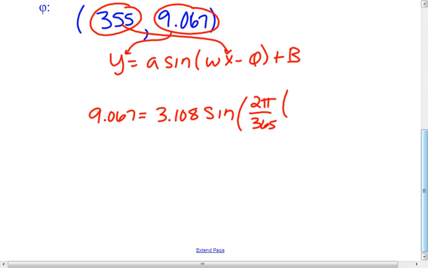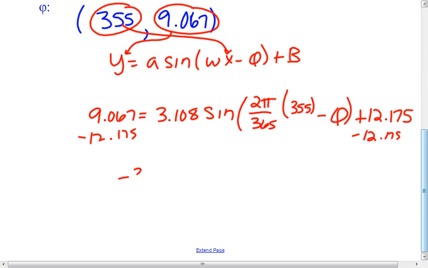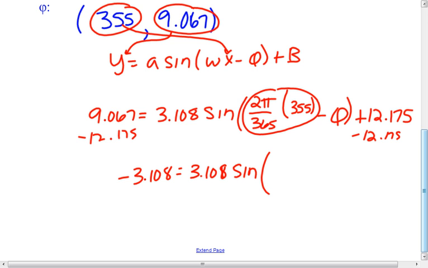My x that I'm going to plug in was 355 minus your phi plus your b, sorry. Okay, then obviously I'll subtract 12.175, and I'll get negative 3.108 equals positive 3.108 times sine at, now I'm going to simplify this, so I'm going to go 2 times 355 divided by 365, math enter, and then throw the pi back in there. And when I do that, that should reduce to 142 pi over 73.